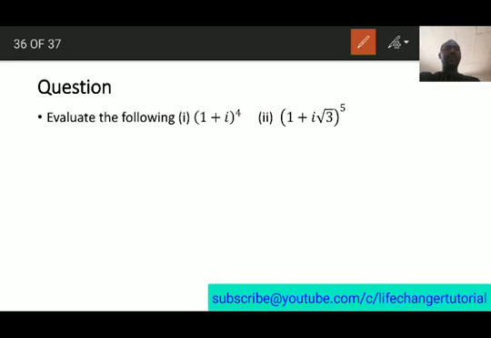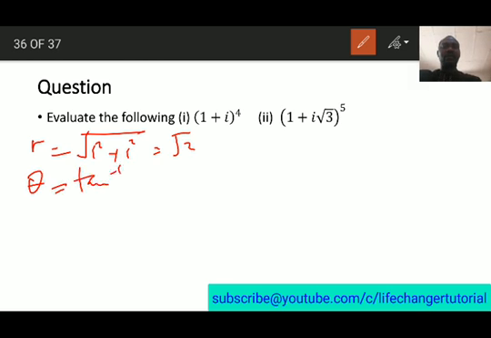So we are asked to evaluate the following: (1 plus i) raised to power 4. Now first of all, we can find the value of r, which is the square root of 1 squared plus 1 squared, which is equal to root 2. Then we find theta, which is tan inverse of y over x, which is tan inverse of 1 over 1, which is equal to 45 degrees. And 45 degrees means pi over 4 radians, and we can use either of them.